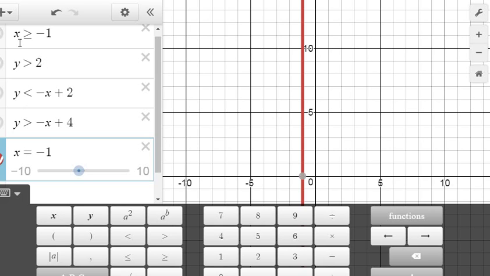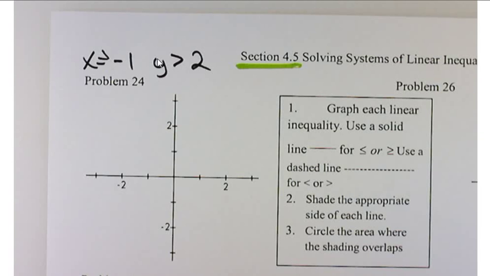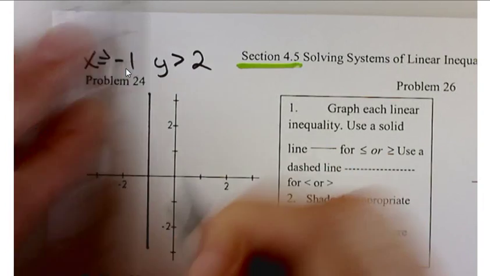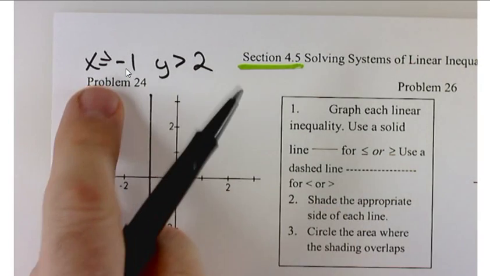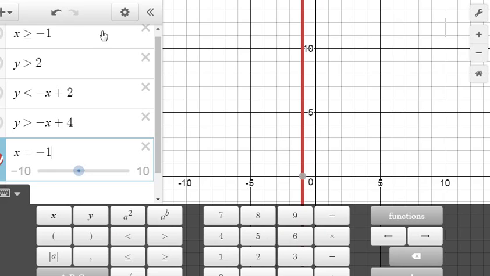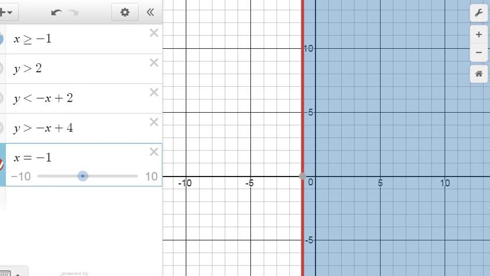Which way am I going to shade? Now, remember, I'm trying to graph x is greater than or equal to -1. So we already determined that the graph of this is this vertical line. Am I going to shade to the right or to the left? Where am I going to find numbers that are bigger than -1? To the right. So let's just do that here. There. I need to do likewise with y is greater than 2.